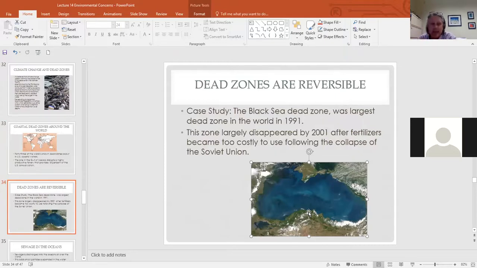That's what's happening in Tampa Bay. We have actually reversed the dead zones in Tampa Bay. Seagrasses are thriving, and many of the species, including scallops, have returned.